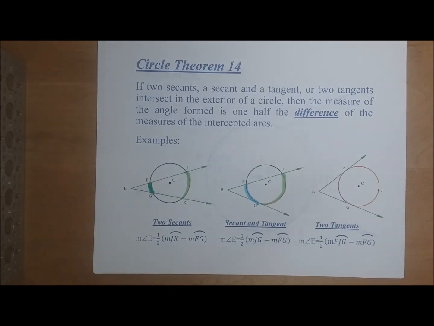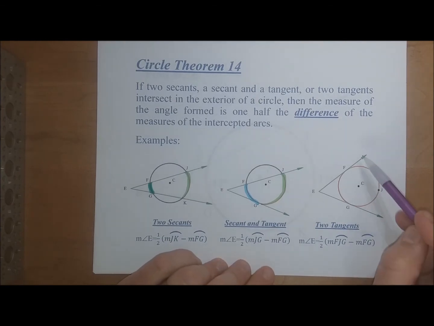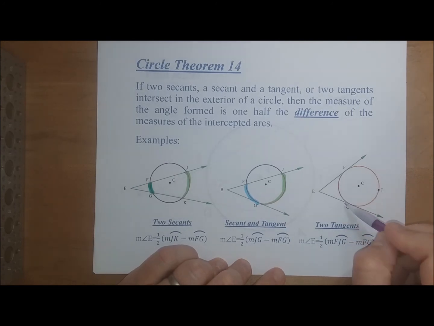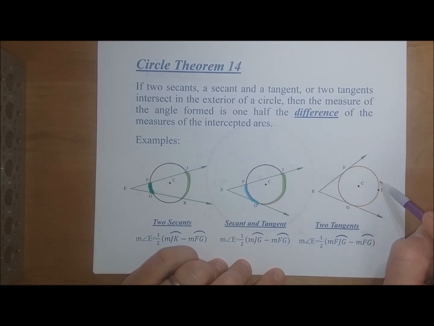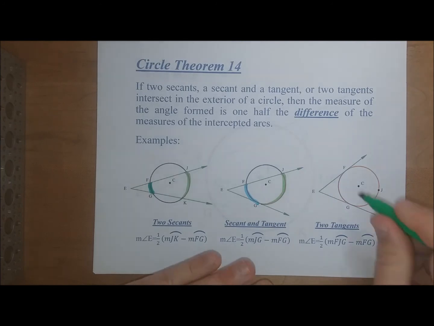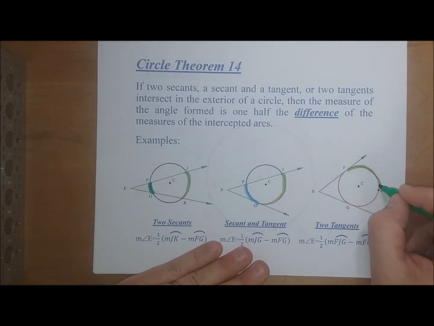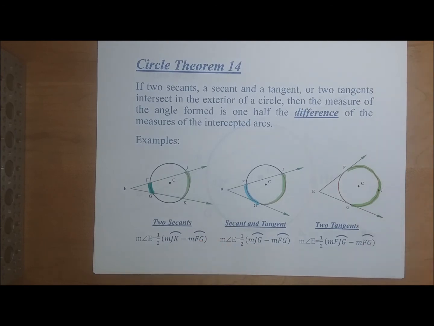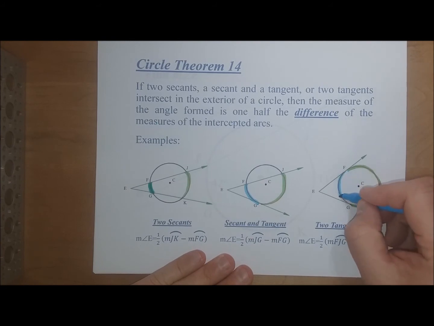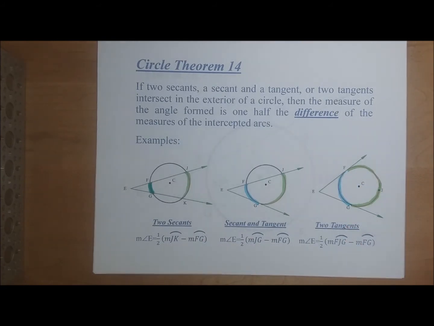Last one, what if 2 tangents intersect outside the circle like this? Well, it's the same thing. This angle E is going to equal 1/2 the difference in the measure of arc FJG. So let's highlight this guy in green. 1/2 times arc FJG minus this arc FG. Okay? So this applies to secants and tangents anytime they intersect outside the circle. 1/2 the difference in the intercepted arcs.